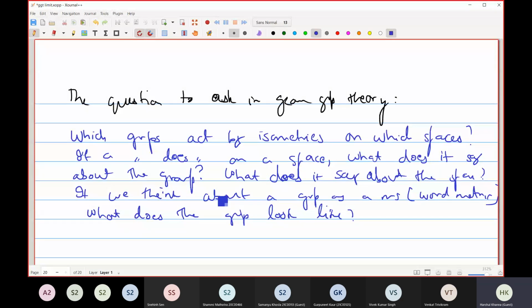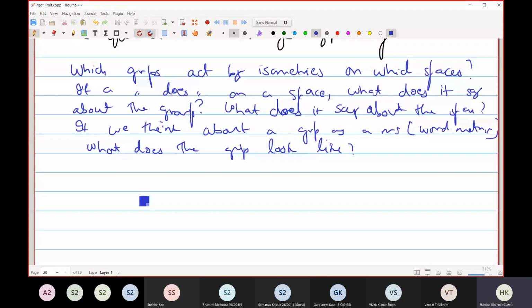So the next question that we will consider in this line: if a group does act on a space, what does it say about this group? So today, for the remaining 10-15 minutes, and tomorrow, we will move along this line and prove the following theorem. This is a very strong theorem.